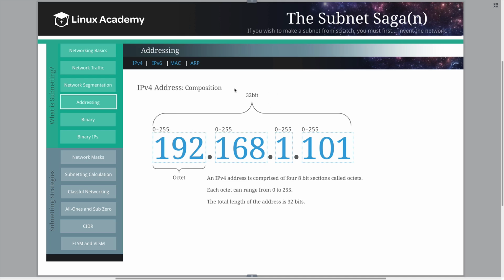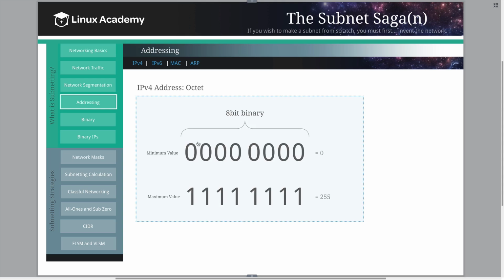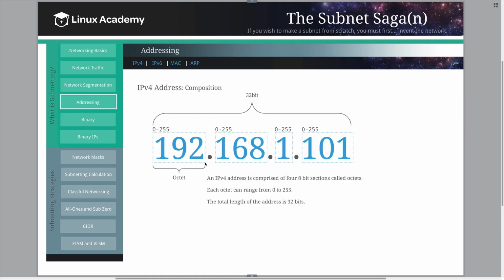So why do we call these octets? Well, if we look at one, we see it as an 8-bit binary number, so 8, octet. The minimum value of an 8-bit binary number is 0. The maximum value of an 8-bit binary number, and that's all ones, is going to be 255. So that is the basic anatomy of an IPv4 address.